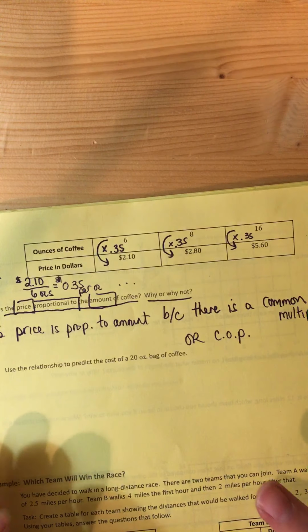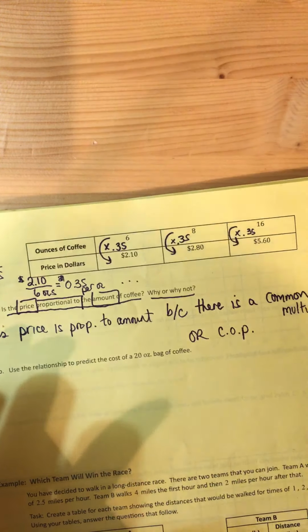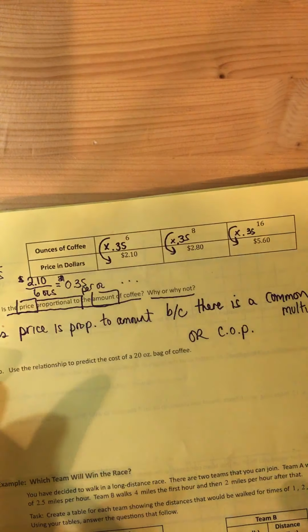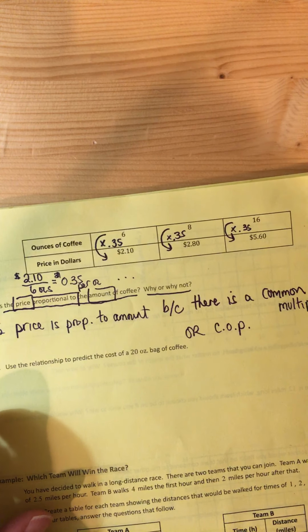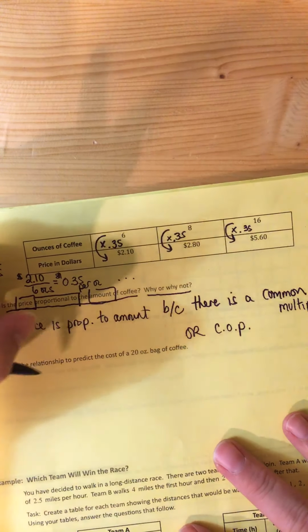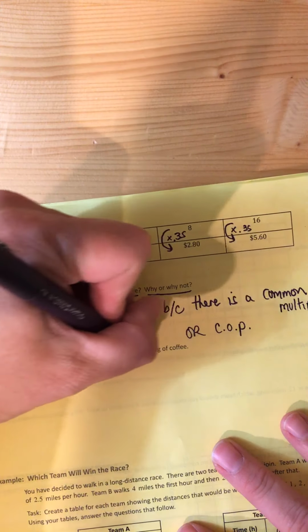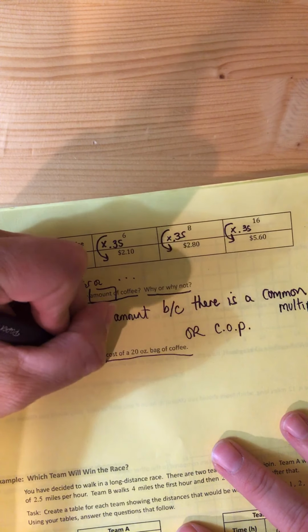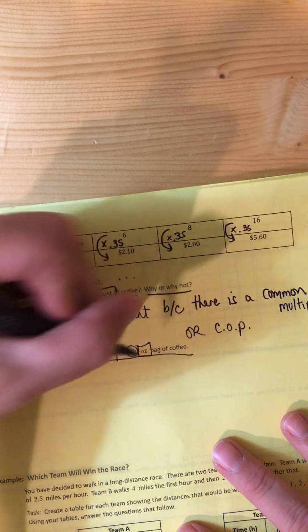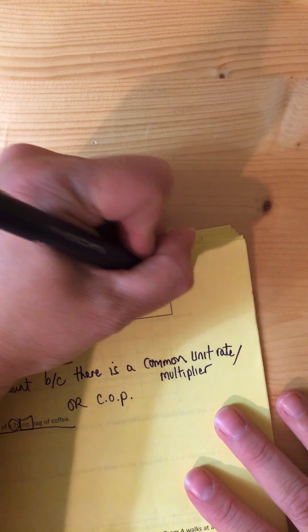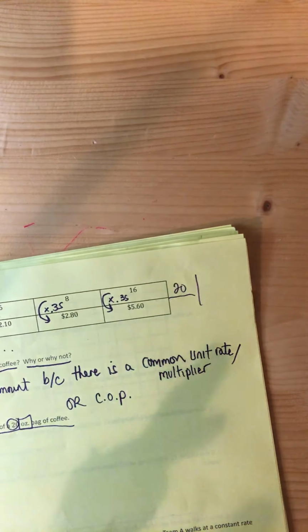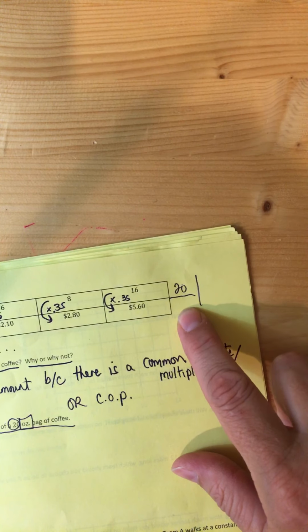Now that we have that information in letter B, this was a learning target, our second learning target that we've had, that said we would use the information in the tables to be able to answer word problems. So we're going to use that relationship to predict the cost of a 20-ounce bag of coffee. So 20 ounces isn't in here. You could pretend it is. And so then we say, okay, what would the cost be?